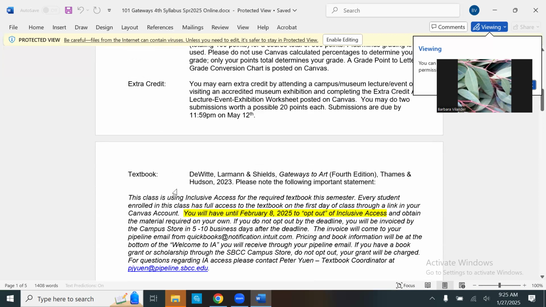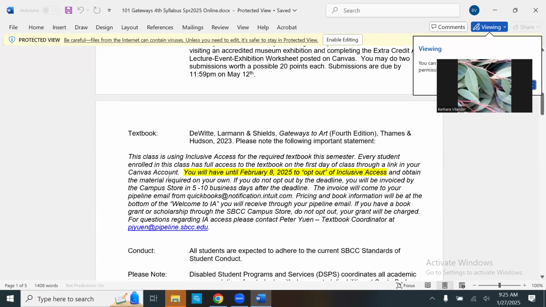So for the 101 class, this is your textbook. Now, for the 101 class, both face-to-face and online, this class has something called inclusive access, okay? Inclusive access is a lower cost online version of your textbook. So if you would like to use that lower cost online version of your textbook, I'll show you the way that you get in to access the textbook.